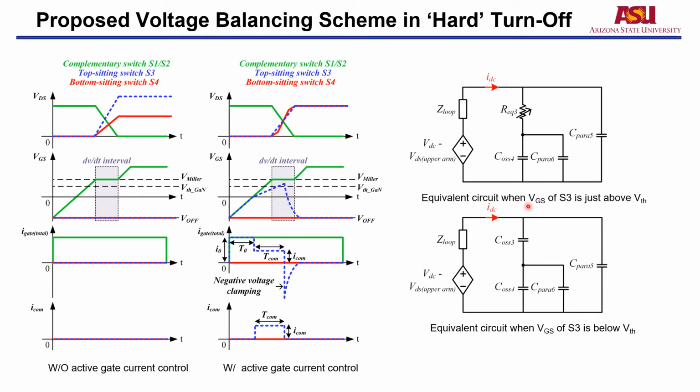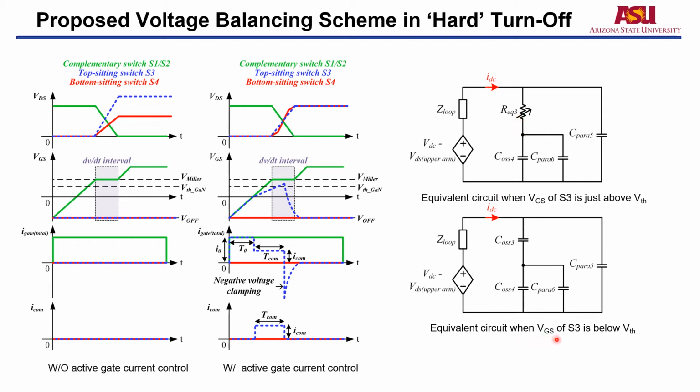So the equivalent circuit when the V_GS of S3 is just above threshold is shown here. Since the gate of S3 is triggered again, it should be regarded as a large resistor rather than R_DS(on), and a junction capacitor. So we basically change the impedance.